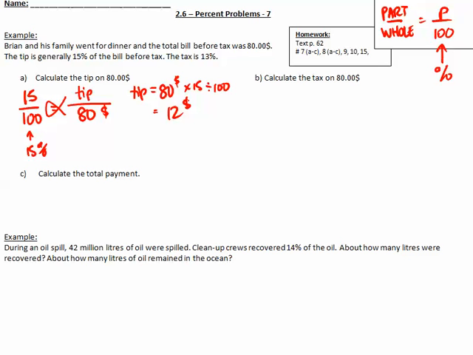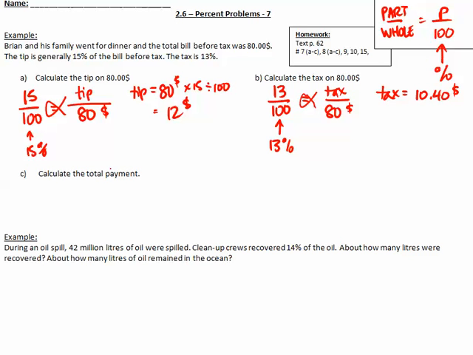Now, pause the video and try the same thing. You try to figure out what the percentage is, what the part is, and what the whole is, and what we need to solve. After you tried out this problem, you realize that the percent now is 13 out of 100 because this is the tax amount, or 13%. And now it's tax over $80. $80 would have been the whole amount. And so now the tax amount is equal to, and if I do cross multiplication again, I find out the tax to be equal to $10.40.